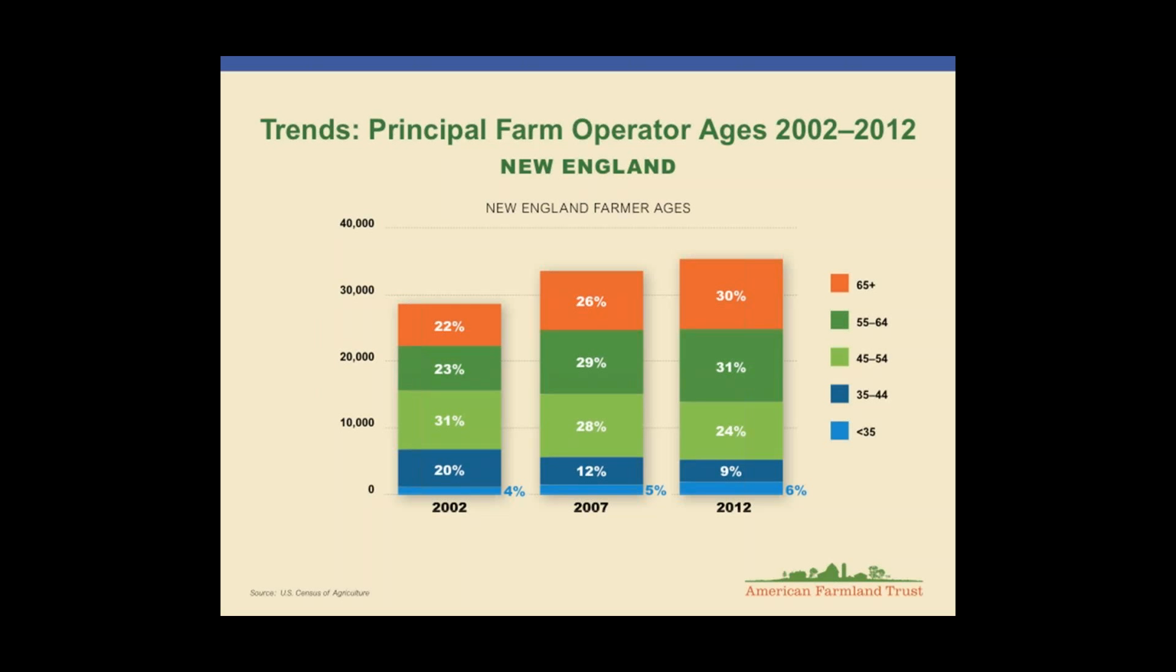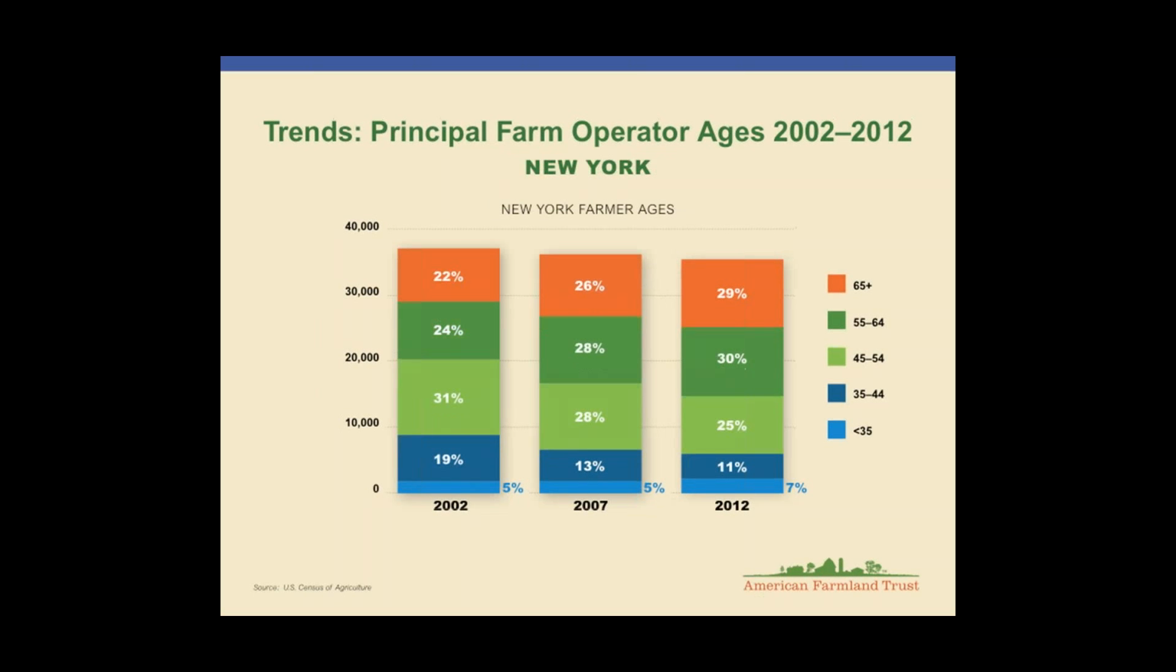But you can see that there is a significant growth in farmers, principal farm operators, who are age 55 and older. That is true in New York as well. And again, you see in both New York and New England a decline in the number of young, at least in the 35 to 44 ages and in that 45 to 54 category, but with a little uptick, which is great to see, in the category of principal operators under the age of 35.